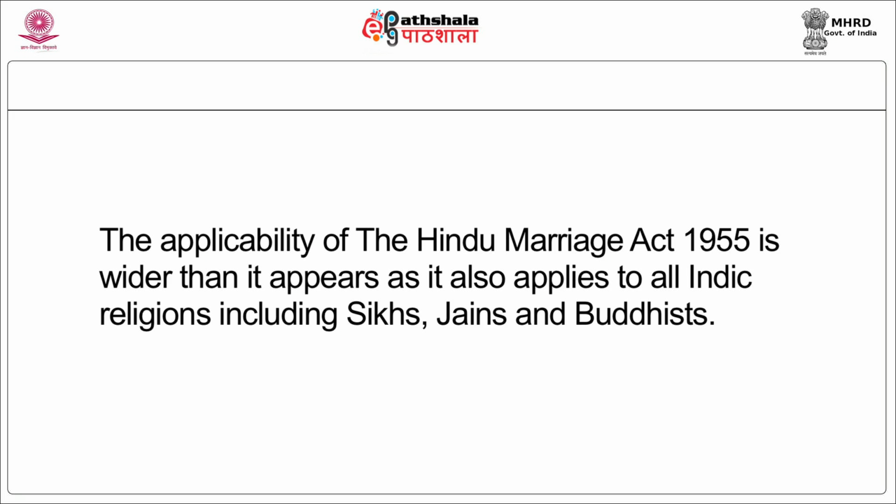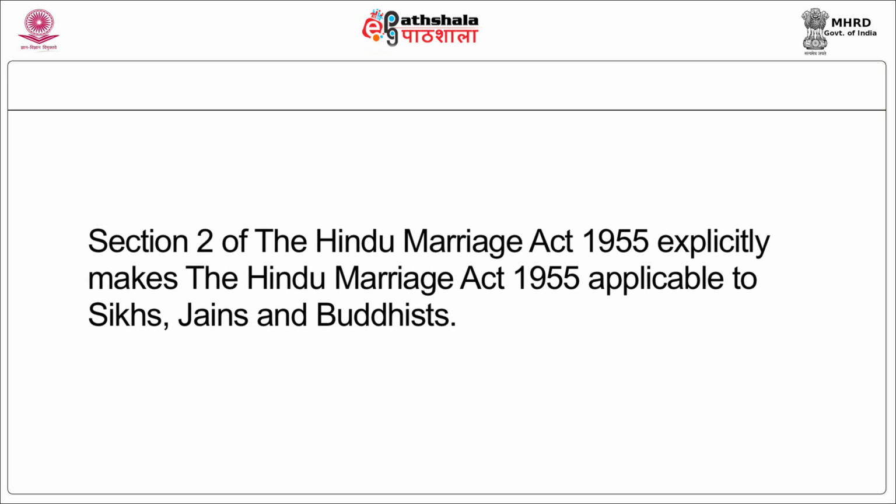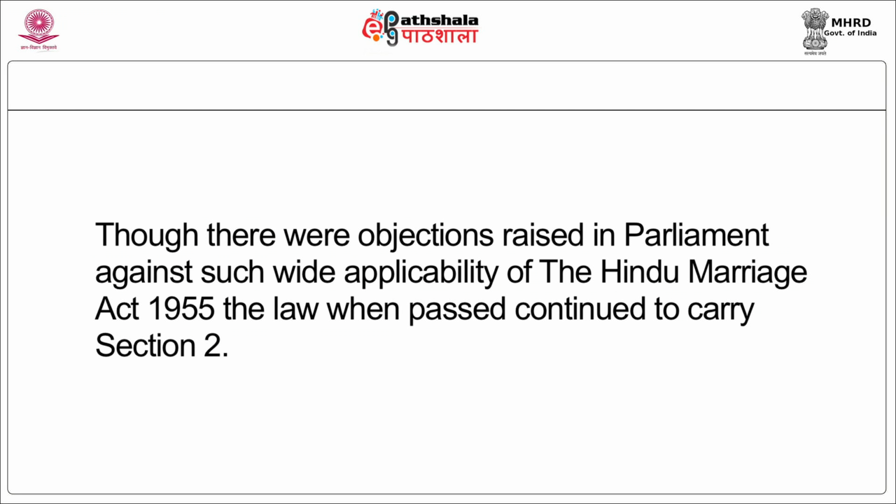The applicability of the Hindu Marriage Act 1955 is wider than it appears, as it also applies to all Indic religions, including Sikhs, Jains, Buddhists. Section 2 of the Hindu Marriage Act 1955 explicitly makes the Act applicable to Sikhs, Jains and Buddhists. Though there were objections raised in Parliament against such wide applicability, the law, when it was passed, continued to carry with it Section 2.